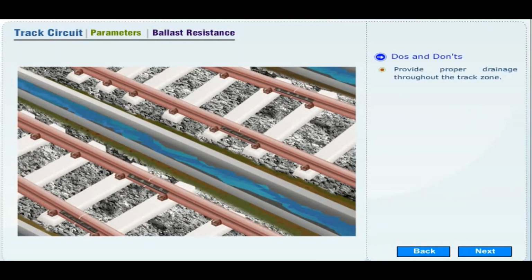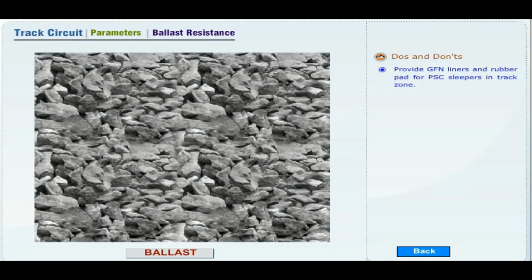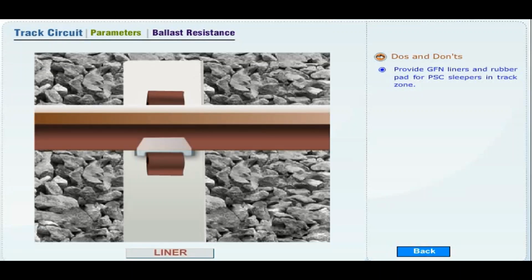Do's and don'ts. Provide proper drainage throughout the track zone. Keep the ballast clear of rail by at least 50 mm. Provide GFN liners and rubber pad for PSC sleepers in track zone.